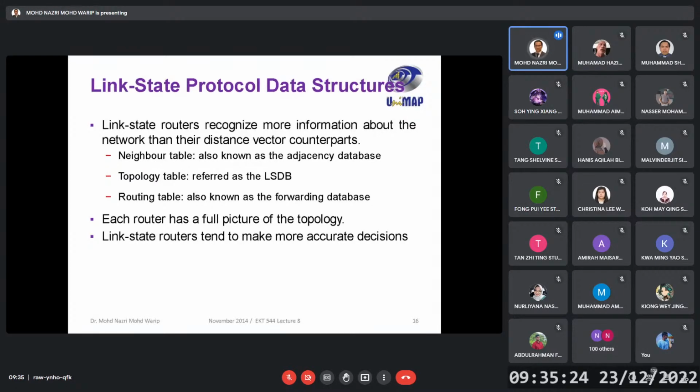Inside the link state protocol, there are three tables called the neighbor table, topology table, and routing table. The topology table we normally call the link state database. Each router has a full picture of the topology, so all routers have the same information. Link state routers tend to make more accurate decisions.